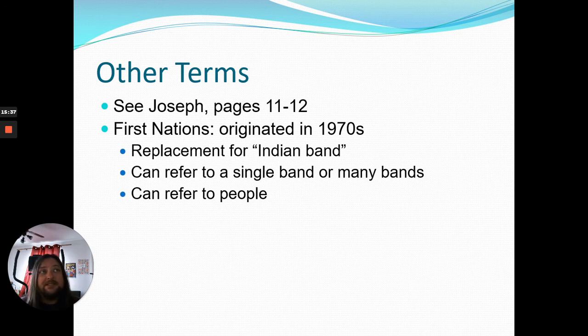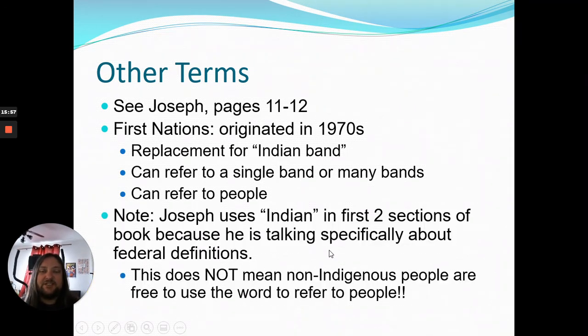So you'll go to a place sometimes, like where I used to live, the community of Chisasibi, and they refer to themselves as the First Nation of Chisasibi. But all the nations, all the communities in that area are also considered a First Nation within Eeyou Istchee, and individuals themselves can sometimes refer to themselves as First Nations.